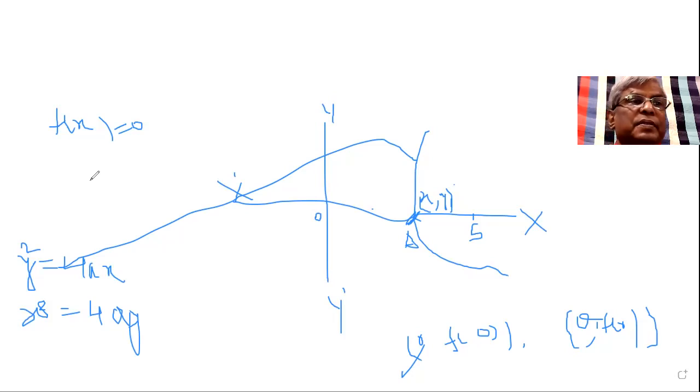I hope, students, you have understood the sense of how to sketch a parabola, meaning what criteria are to be used if you are asked to sketch the parabola.